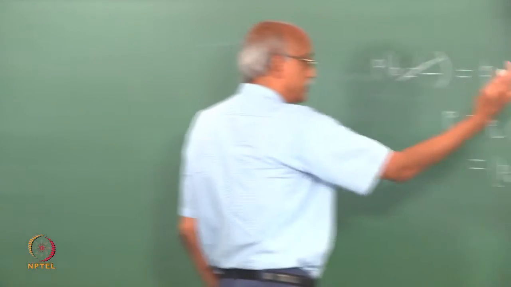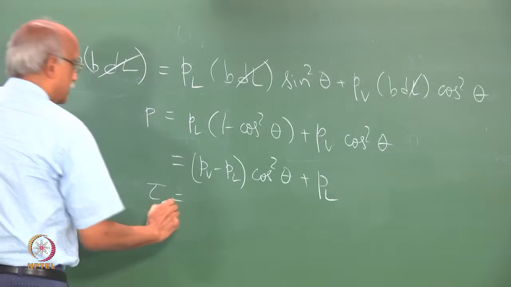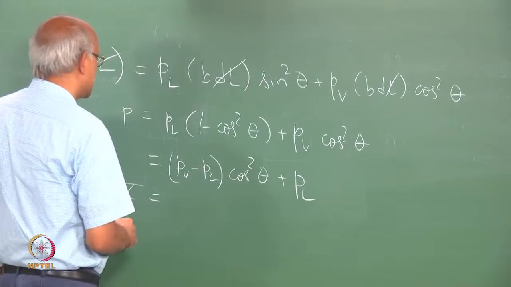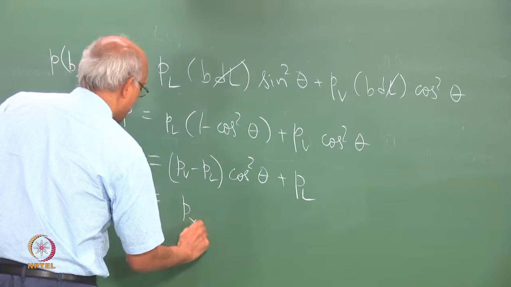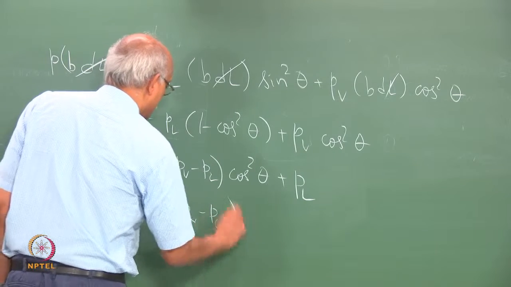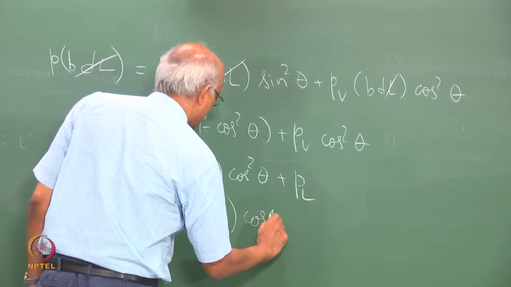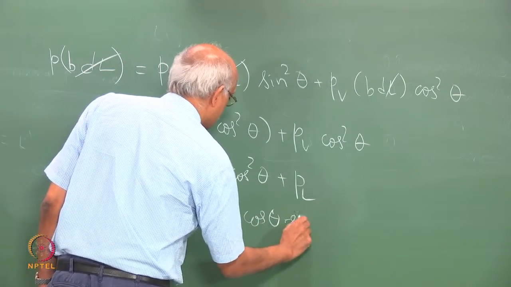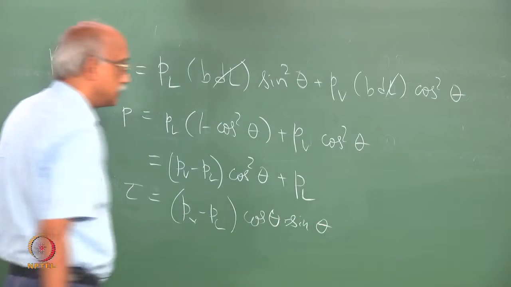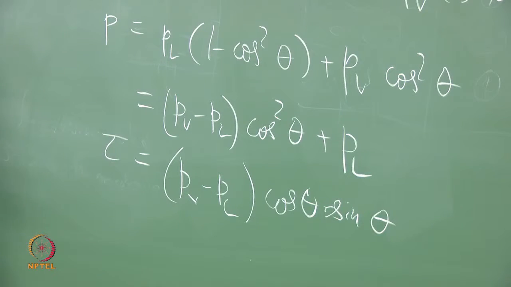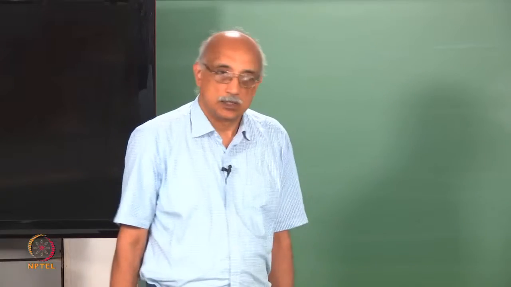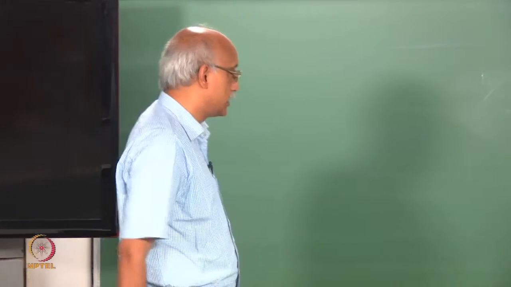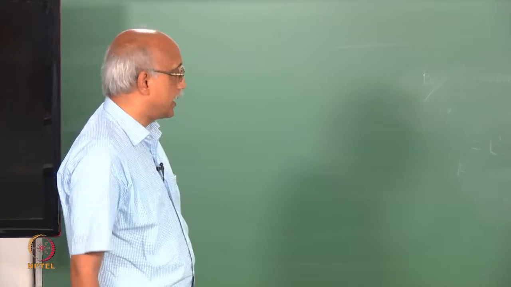And similarly, if you do the force balance in a direction that is parallel, tau will come out as PV minus PL times cos theta times sin theta. So, these are the expressions of P and tau as a function of any general theta. So, what does this imply?